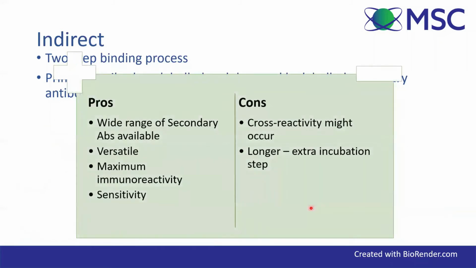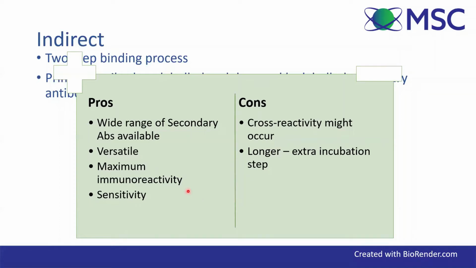So some pros for this: obviously there's a wide range of secondary antibodies available. You've got obviously murine, rabbit, whatever you basically raised your primary antibody in. It's very versatile. You can use many primary antibodies in one species and use the same secondary antibody.